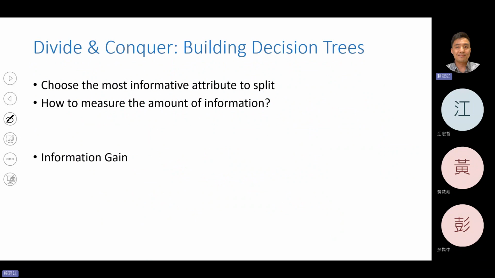Now let's see how to build the decision tree. The core idea behind decision trees is divide and conquer. First, choose the most informative attribute. So what is the most informative attribute? We need to calculate information. The second question is how to measure the amount of information. That's entropy. We learned entropy in our probability class.